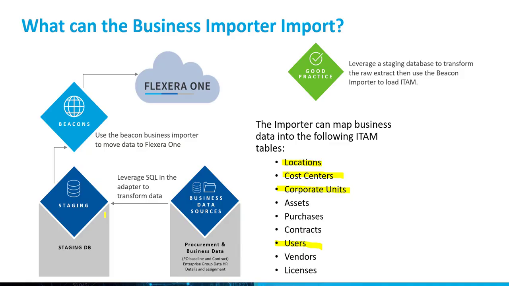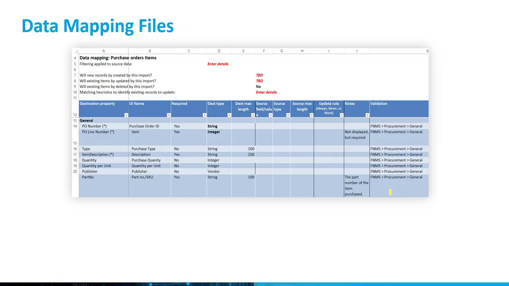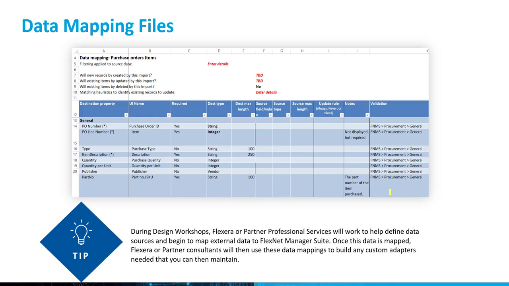That XML can have embedded SQL that does the transforms right in the code, or you could just bring the raw data down, run some SQL against that, maybe create some new fields, and then map those new fields directly into Flexera One.